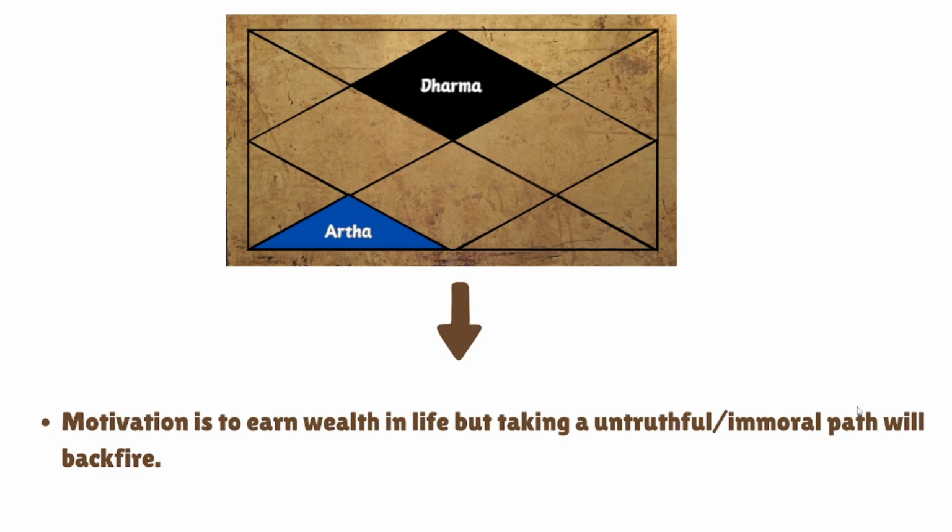On the other hand, the sixth house is part of the Artha Trikon, wherein the motivation is purely to earn money, to manage money, and to save money so that one can live in this materialistic existence. So when these two houses get linked to each other, your motivation is definitely to earn wealth in life, especially when this dasha period gets activated. But taking an untruthful or immoral path of earning wealth might backfire, because the first lord of dharma is getting attached to the 6th house.